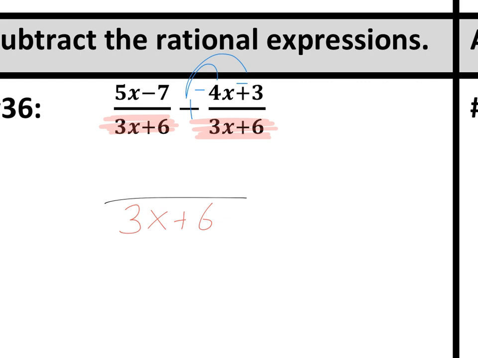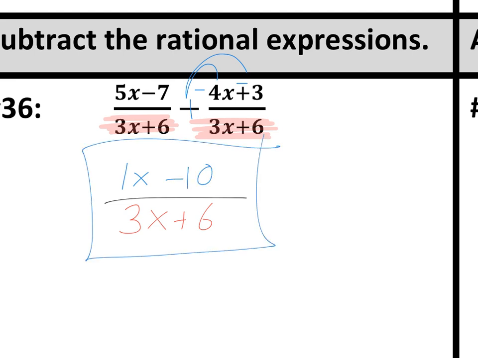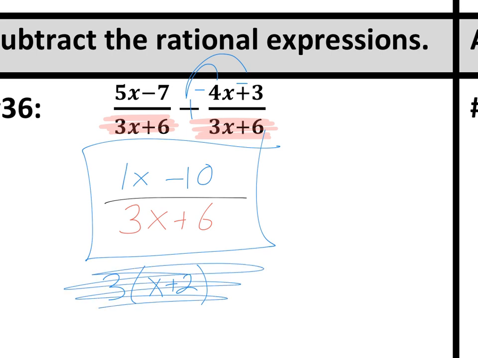Okay. From here, we're combining like terms straight across the top. We have a 5x minus a 4x, which is a 1x, or just an x. And then we have a negative 7 minus a 3, which is negative 10. Okay. There's nothing to cancel on the top and the bottom. Even if we factored the bottom into 3 times x plus 2, there would still be nothing to cancel, so don't worry about it.